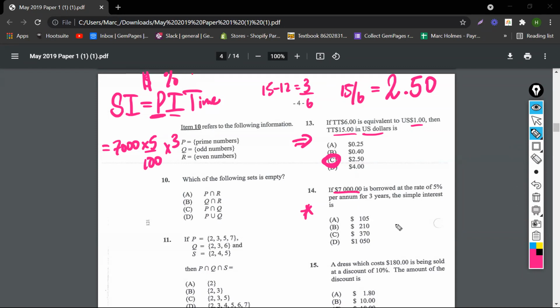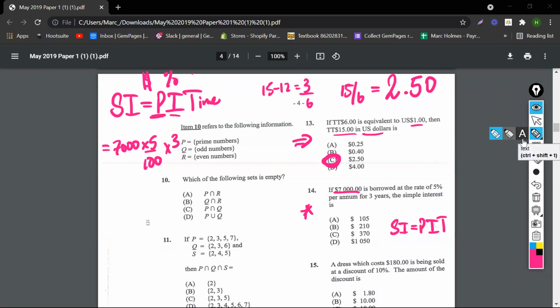Please remember that. Simple interest, guys, is equal to PIT. PIT, like a pit toilet, the one that you sit on when you go to country. Try to remember that, guys. Please remember it. Simple interest is equal to PIT. Cool.